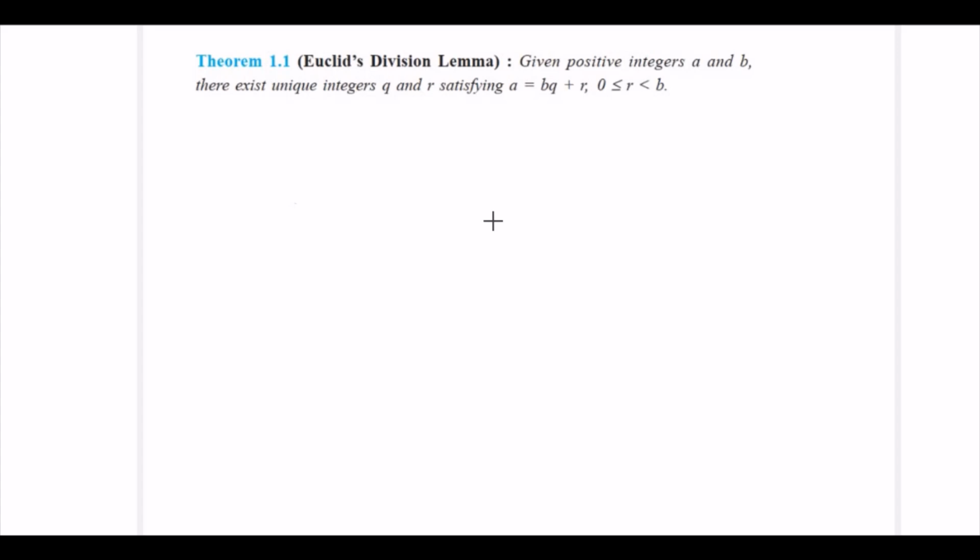The next topic is Euclid's division lemma. So this is the first theorem that is discussed in your chapter 1, that is Euclid's division lemma. From the name itself you can understand it's something related to divisibility. A lemma is a proven statement that is used to prove some other statements. So let's see what Euclid's division lemma is. Its definition is, given positive integers a and b, there exist unique integers q and r satisfying a is equal to bq plus r, where r is greater than or equal to 0 and less than b.